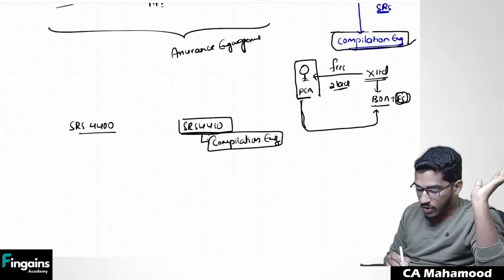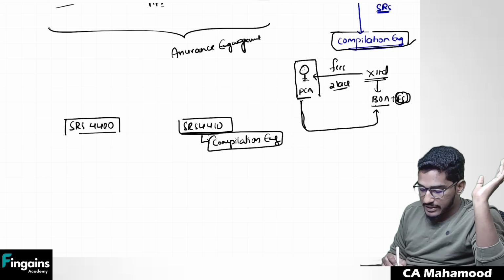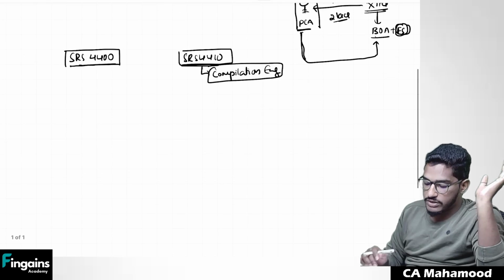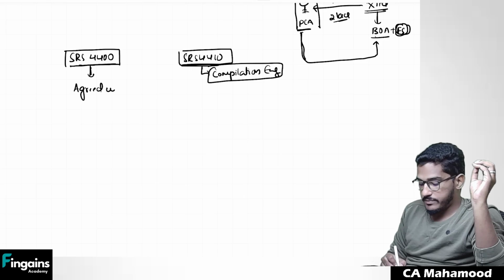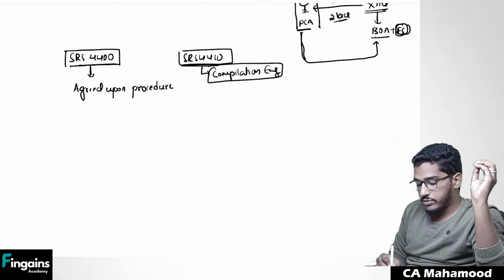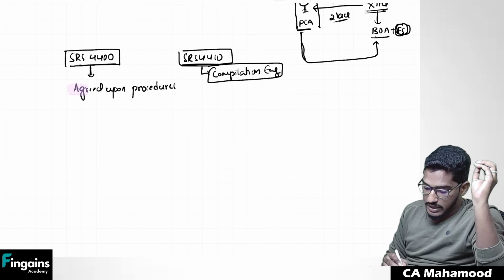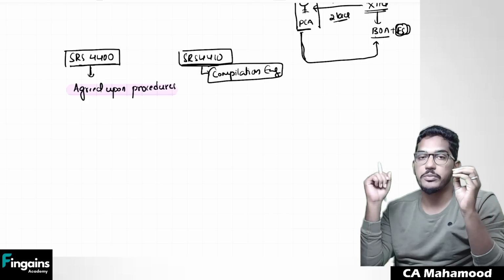As a chartered accountant, how you are supposed to perform that compilation engagement, that guidance is given under SRS 4410. On the other hand, there is one more standard, SRS 4400, which gives you guidance when the client has come to you and asked you to do something called agreed upon procedures. Let us try to understand what you mean by agreed upon procedures.